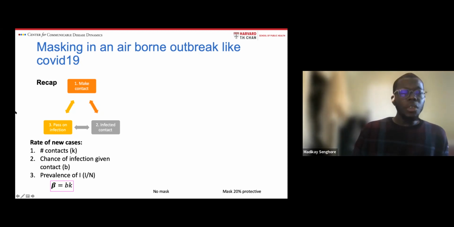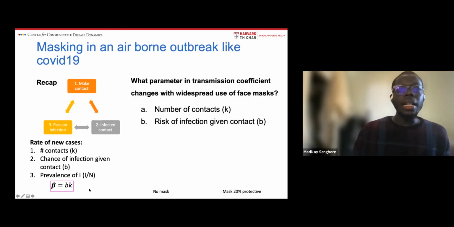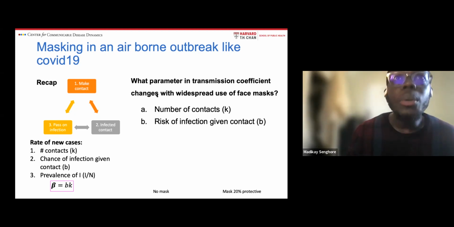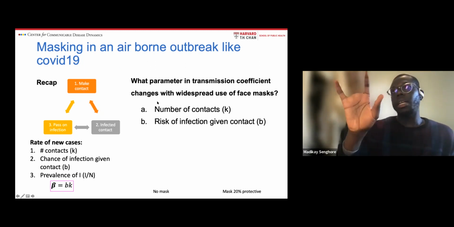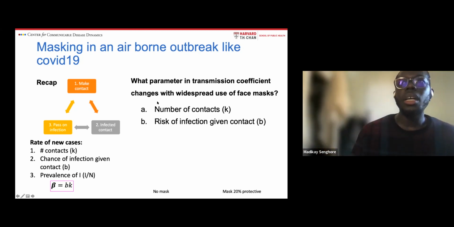So the first question here is, and let me see if I can launch this poll. There we go. Okay. So the first question is, what parameter in the transmission coefficient changes with widespread use of face masks? When people start wearing face masks, are you changing the number of contacts made, or are you changing the chance of infection given contact, A or B? I'm going to launch the poll now, and I'll give you a minute or so to think about the answers.